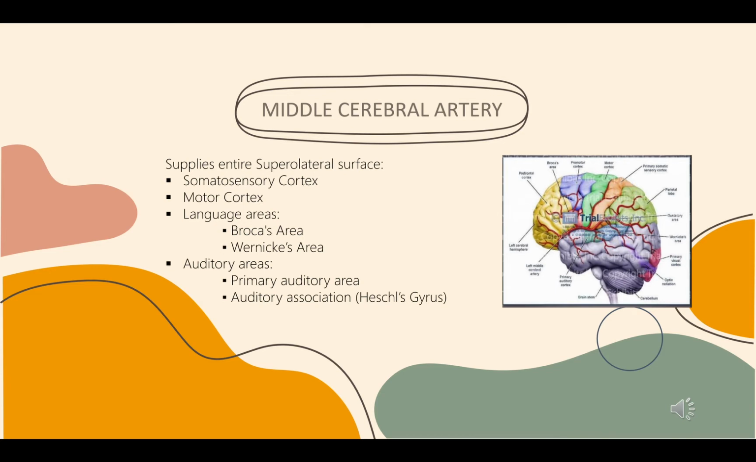Middle cerebral artery. It supplies the entire superolateral surface, which includes the somatosensory cortex, motor cortex, language areas, which are Broca's area and Wernicke's area, and auditory areas, which are the primary auditory area and auditory association, or the other name is Heschl's gyrus.